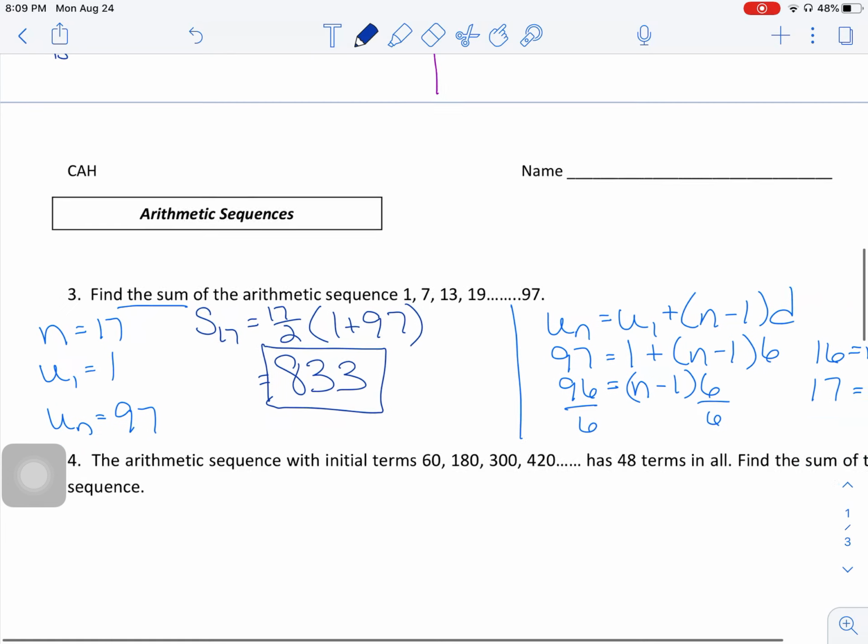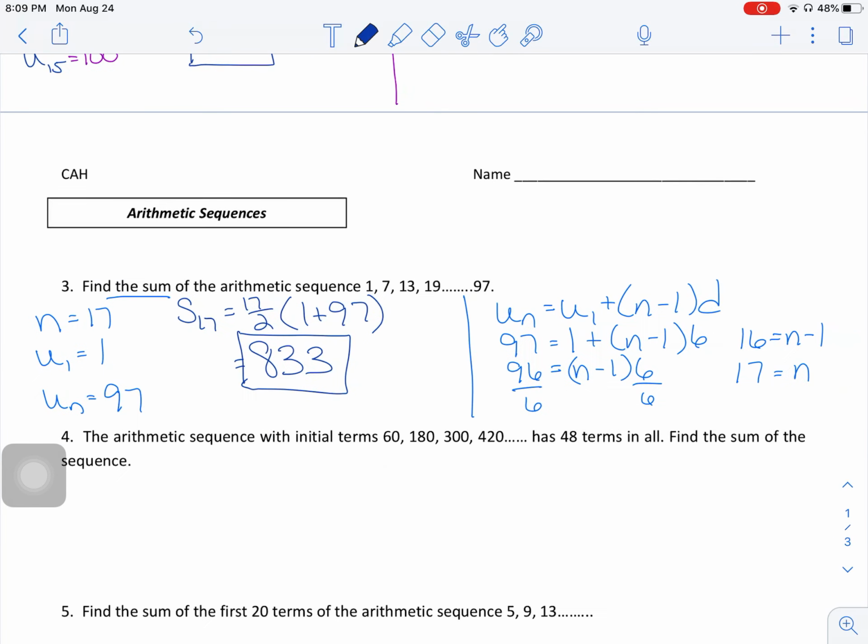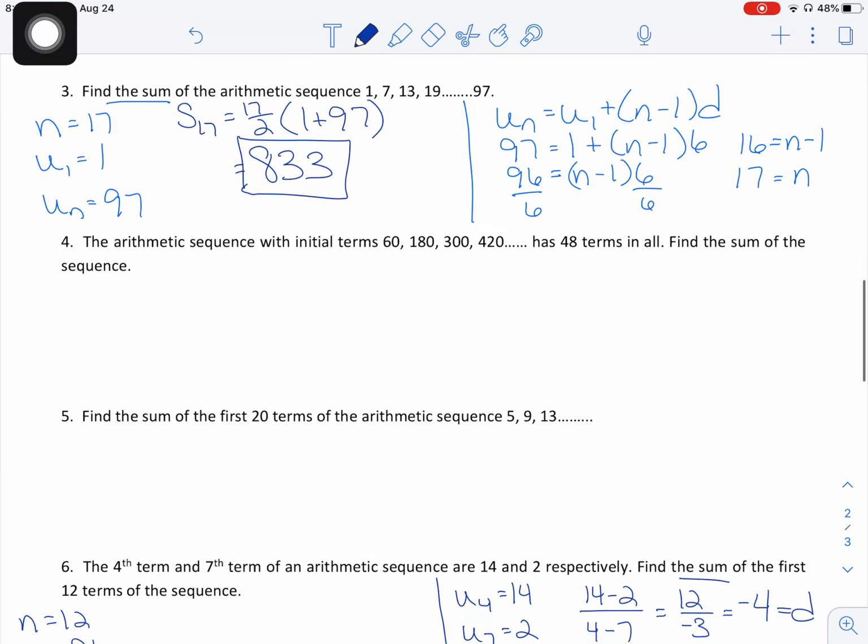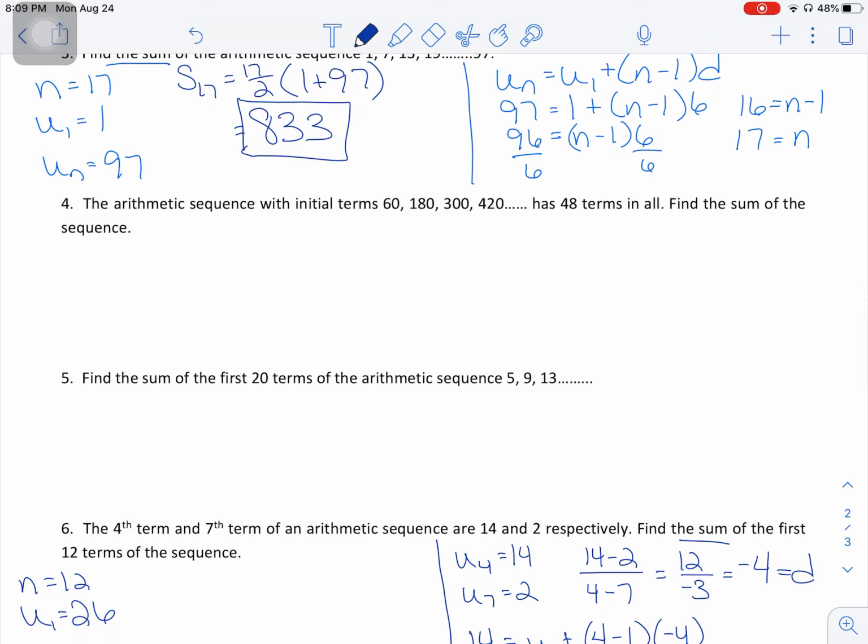In class, both of my classes, 8th and 9th hour, you both did problem number 3 here. So that one's all done. 833 was our final answer. All right. Okay, so now we have problem number 4 here. Arithmetic sequence with initial terms. Let's see what we've got here.